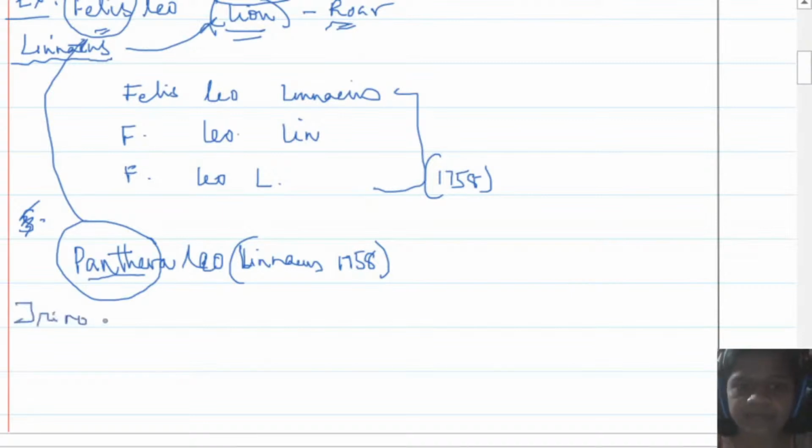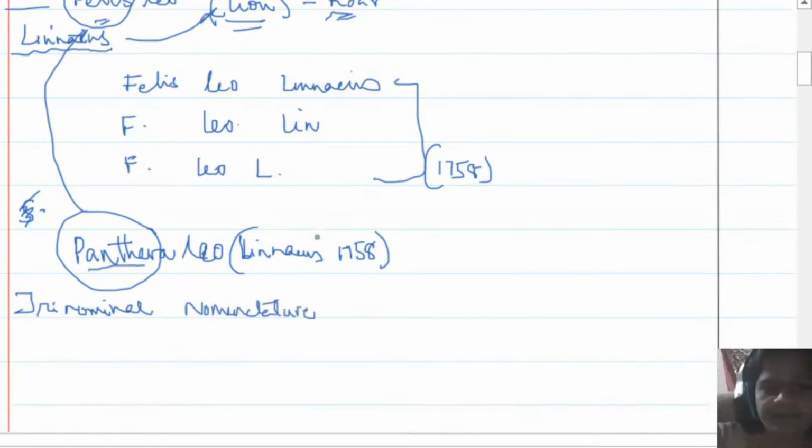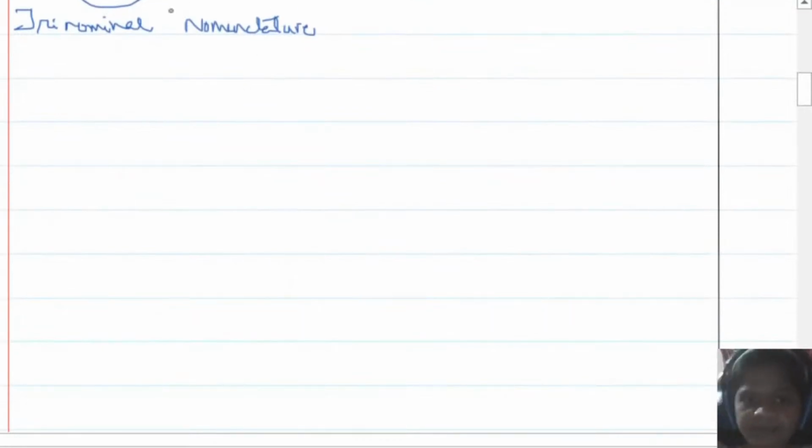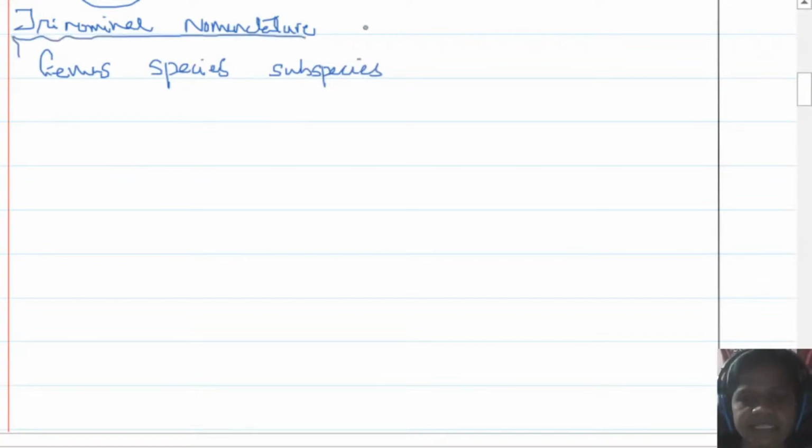Trinomial nomenclature. Tri, as the name indicates, means three. That means it has to have three words, right? Before, we know there is genus, species. Now there is a third word, that is a subspecies. It is called trinomial nomenclature. It is an extension of the binomial nomenclature, which consists of a subspecies.